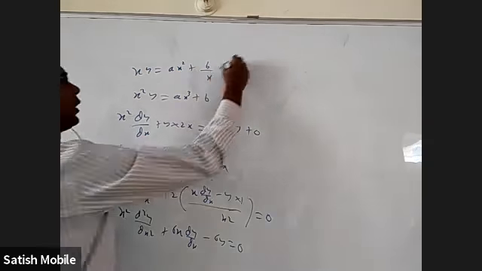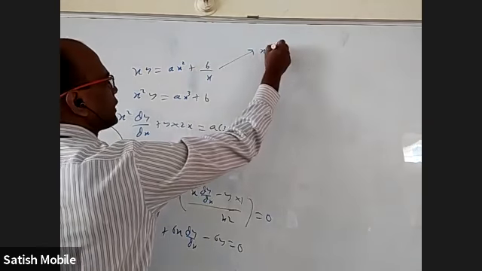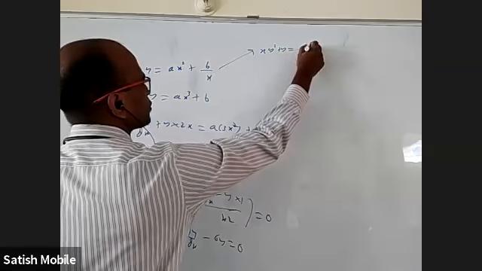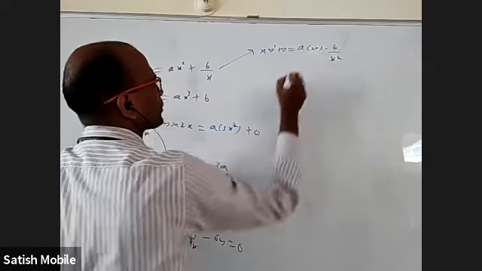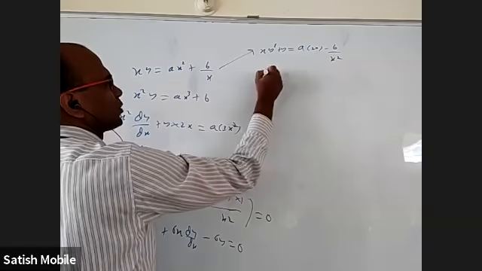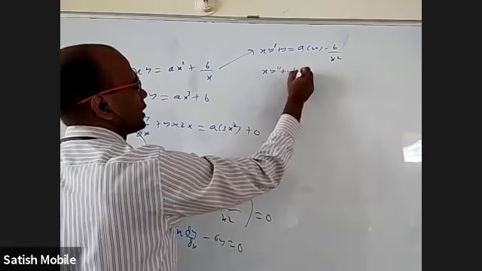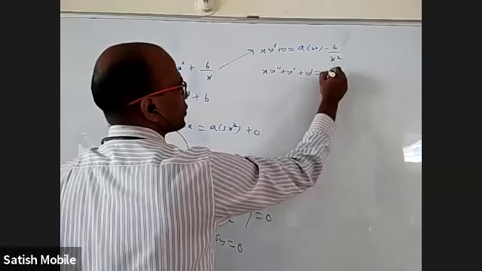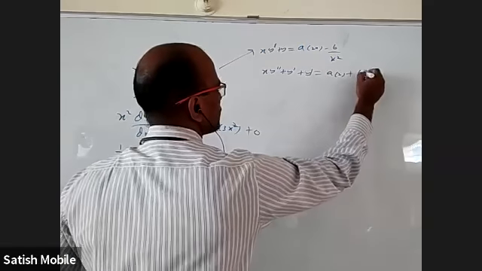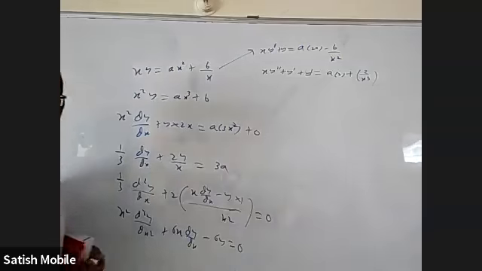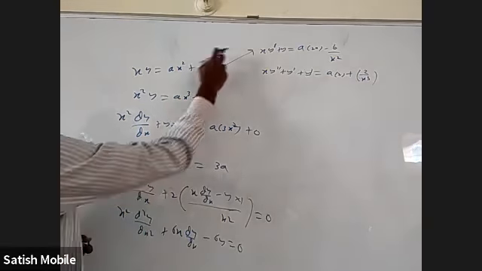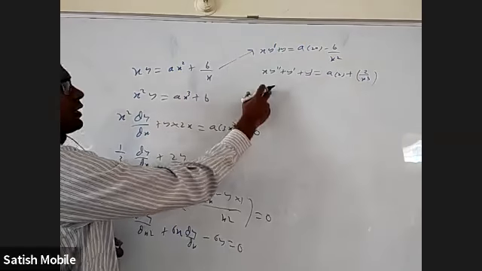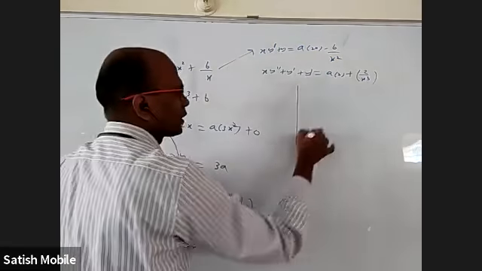If you want to do directly, first derivative will give you xy dash plus y is equal to a into 2x minus b by x square. And when you differentiate one more time, xy double dash plus y dash plus y dash equal to a into 2 plus b into 2 by x cube. After getting this, you can solve these to find a and b, put it here, or directly you can take determinant. This is also valid in IP.